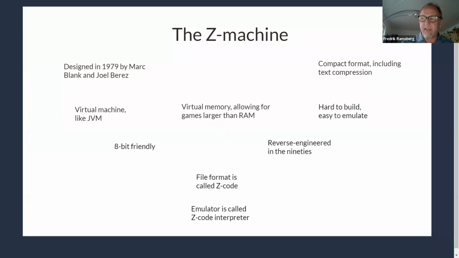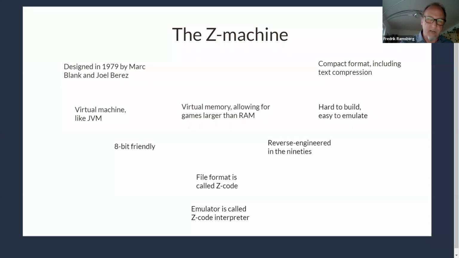With the specification they had, they could pay an external programmer something like one month of pay to get a new emulator for a new platform, which was pretty awesome. And then you get a basic emulator of the Z machine for the first version of the Z machine. It has quite a compact format.